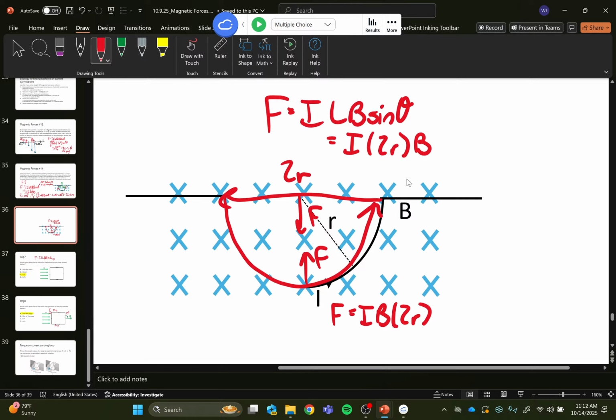You said it was 2 earlier because the interval was from 0 to pi. Isn't the interval for the entire thing 0 to 2 pi? So in this case, we don't need to integrate. On the top is just a straight wire. Straight wires are great. It's just ILB. All right, one more, and then we'll move on to the next PowerPoint.